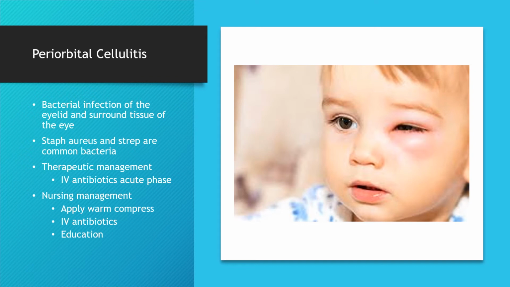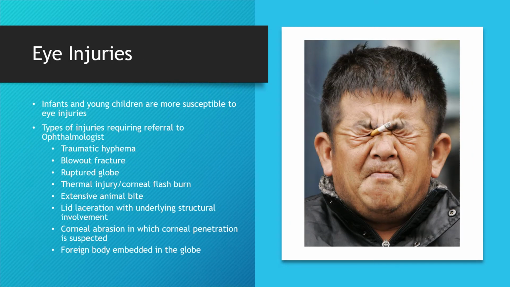If periorbital cellulitis progresses to that orbital cellulitis, this is a more extensive infection that involves that orbit of the eye. And again, just staying on top of that so that it doesn't get to that point. Eye injuries of infants and young children are more susceptible because remember that it holds a larger area in that socket. Those eyeballs are large in relation to that space.